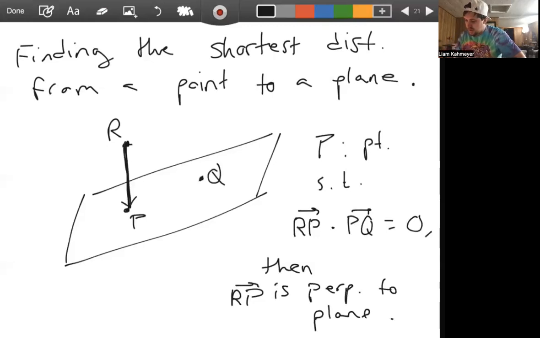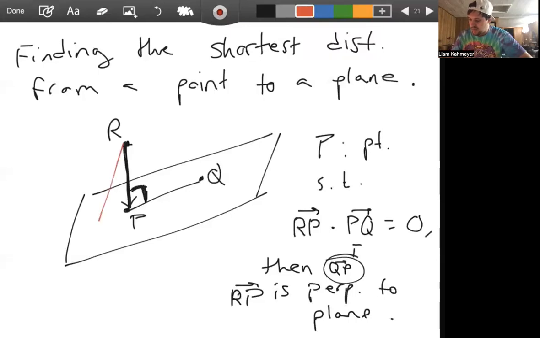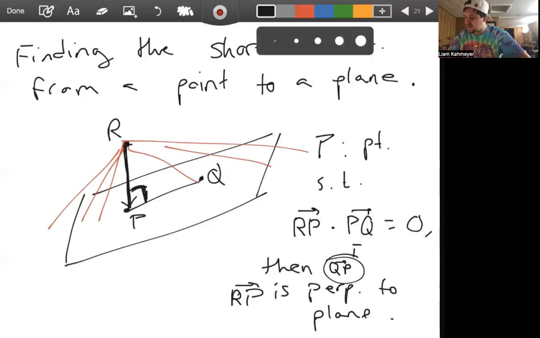We have a vector RP, we have a vector, or maybe we could say QP. It doesn't really matter, right? Because it would just be the negative. And so the question is then, to find the shortest distance from a point to a plane is going to be the trajectory such that your trajectory is perpendicular to the plane, right? That would be shorter than having some angle that's not pi over 2, right?